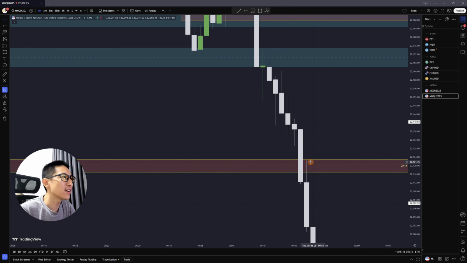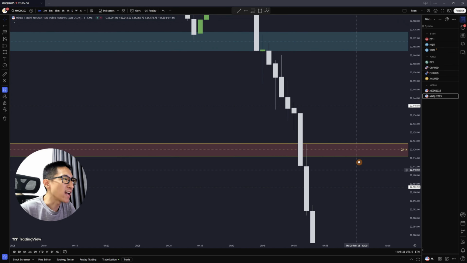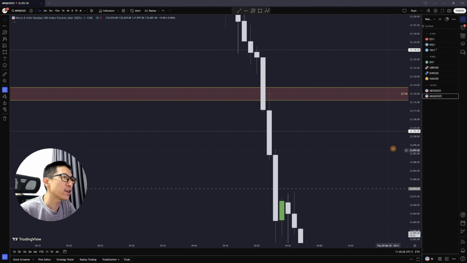Unfortunately, it didn't retrace there as well. The risk would have been, let's see, from 122 to 142. So that was acceptable, 20 points for me. But no dice, didn't get it. It kept going lower very strongly.